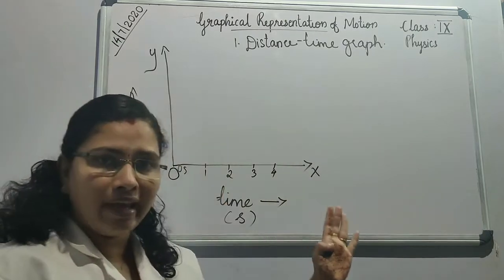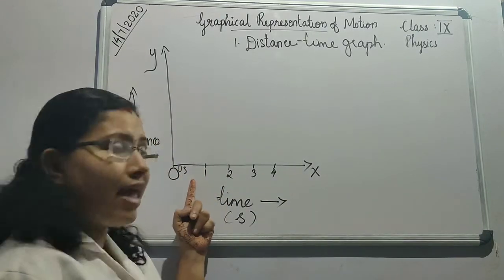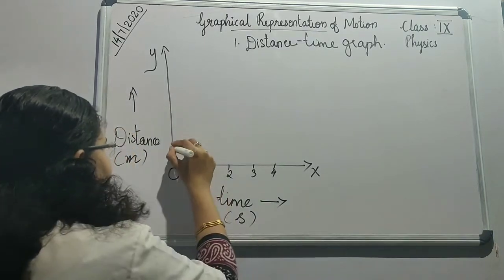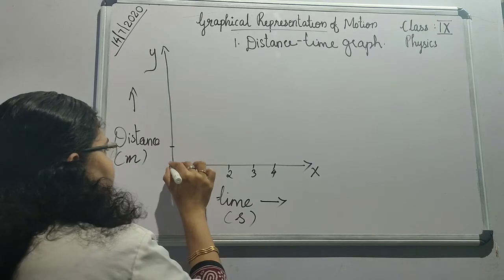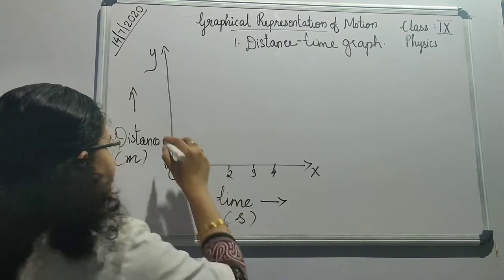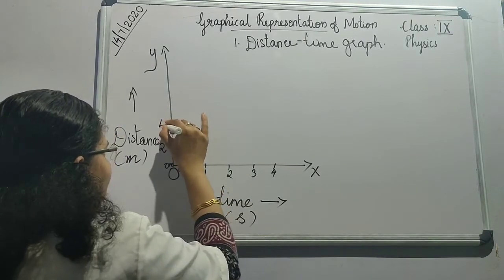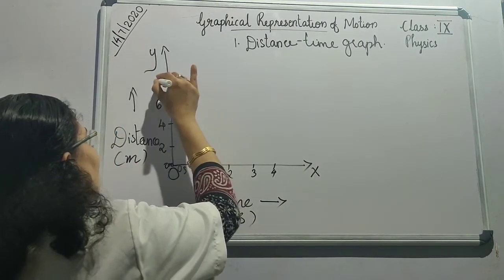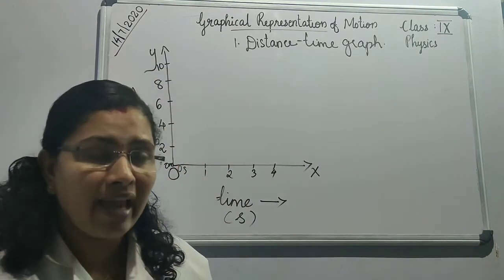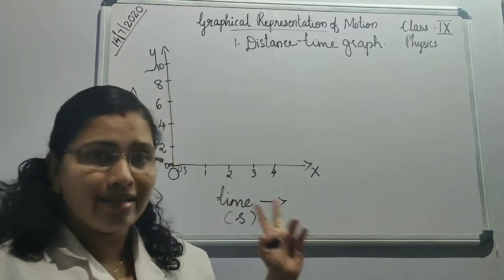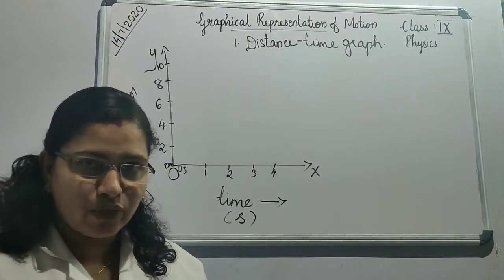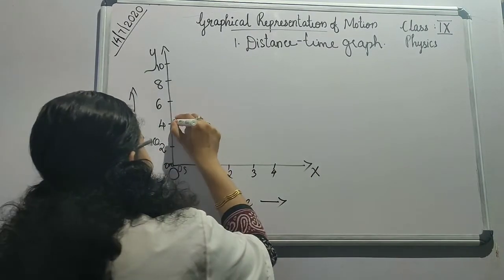So here the time is 0 second, and here 1 second, 2 second, 3 second, 4 seconds. I have taken a scale like this: on the x-axis 10 divisions equal 1 second. And on the y-axis, this is 0 meter, and 2 meter, 4 meter, 6, 8, 10. That means on the y-axis, what scale have I taken? 10 divisions equal 2 meter. Okay, hope you understood till here. And I am going to draw a graph here.